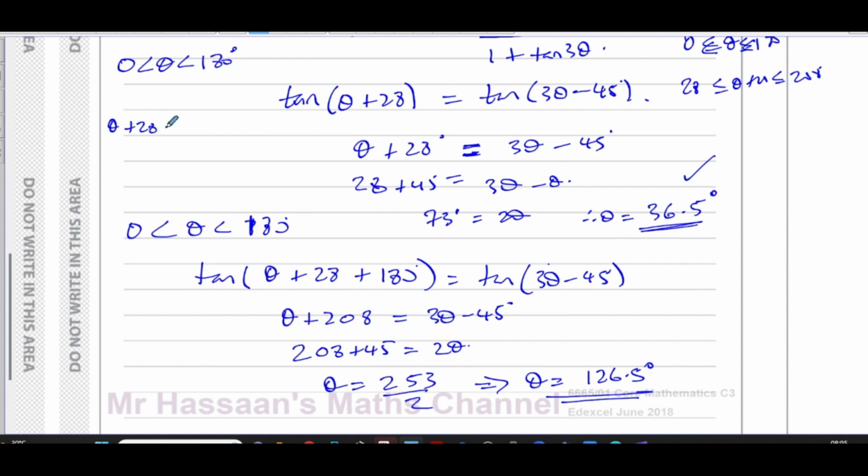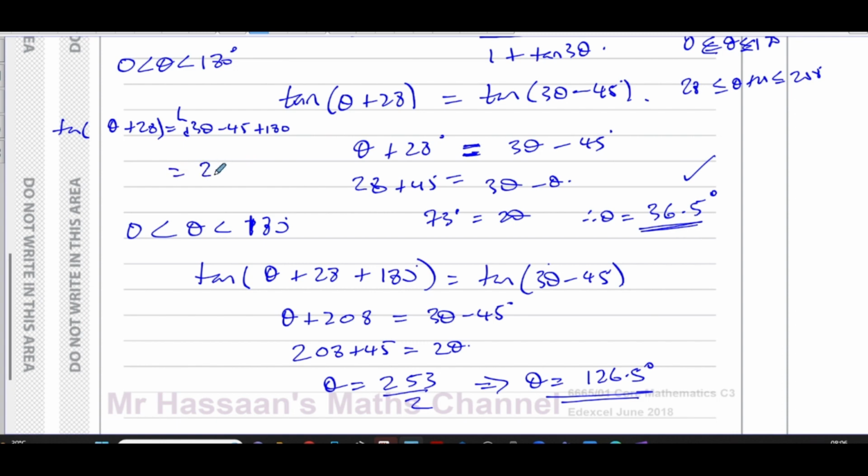theta plus 28 will also give us the same as 3 theta minus 45 plus 180, because 180 more than this angle should give us the same tan ratio as that. So we can say the tan of this is equal to the tan of that. So these two will be equal to each other, and that should also work. However, we have to be careful that we stay in the range.